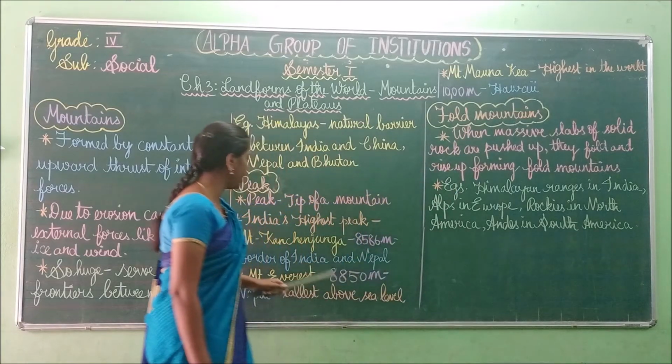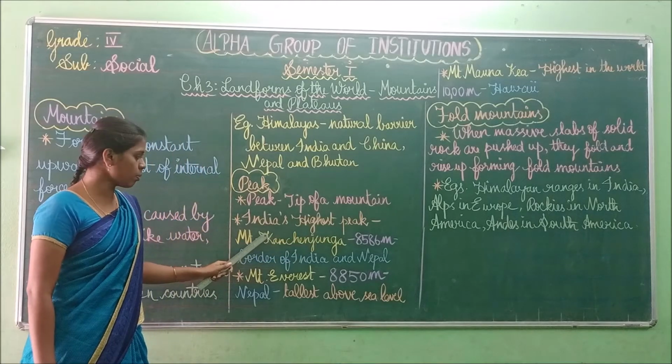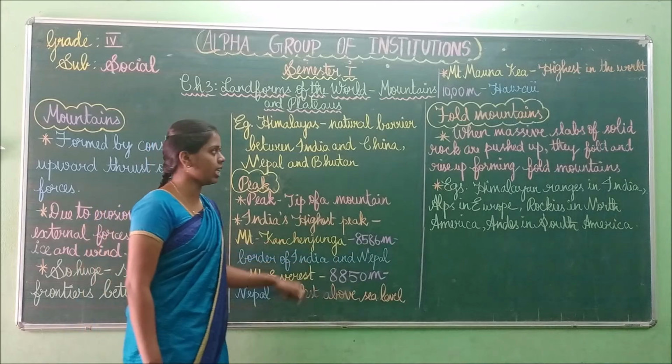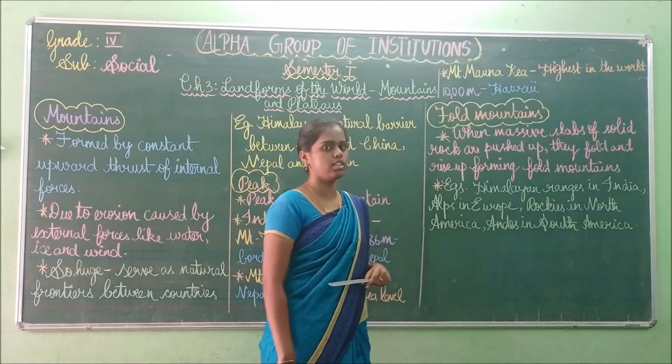This is about peak. Peak means tip of the mountain. India's highest peak is Kanchenjunga. Mount Everest is tallest above sea level. Then Mount Mauna Kea is highest in the world.